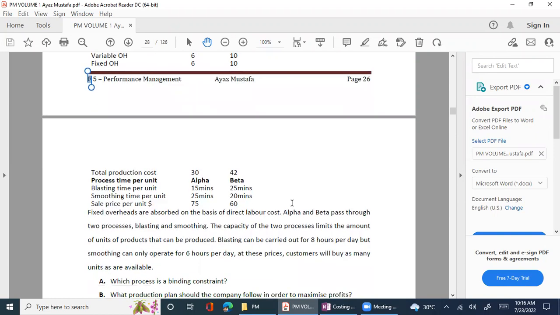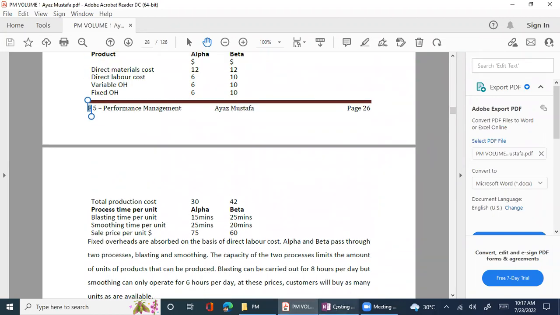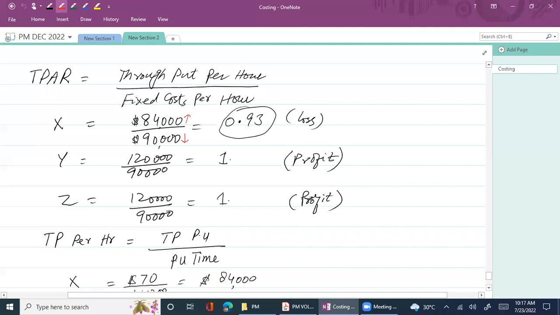Alpha and beta pass through the two processes, blasting and smoothing. The capacity of the two processes limits the amount of production of the units. Blasting can be carried out for 8 hours per day, but smoothing can only operate for 6 hours per day. At these prices, customers will buy as many units as available. Our first requirement is to identify which process is a binding constraint. So, how to find the binding constraint?